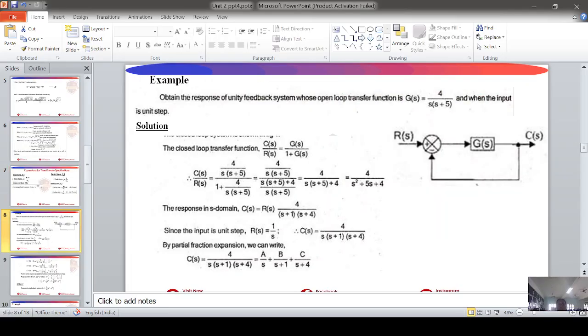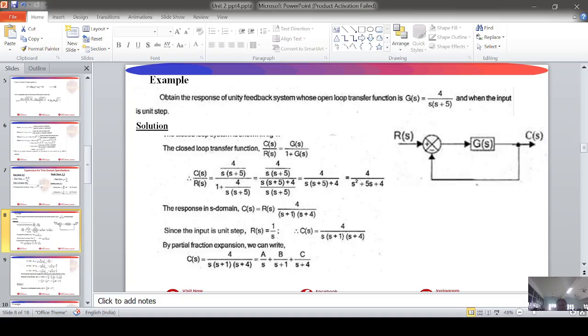Then we will see one example problem for the time response of second order systems. Find the response of a unity feedback system whose open loop transfer function is G of s equal to 4 divided by s into s plus 5, when the input is a unit step. First we find the closed loop transfer function C of s divided by R of s equal to G of s divided by 1 plus G of s.